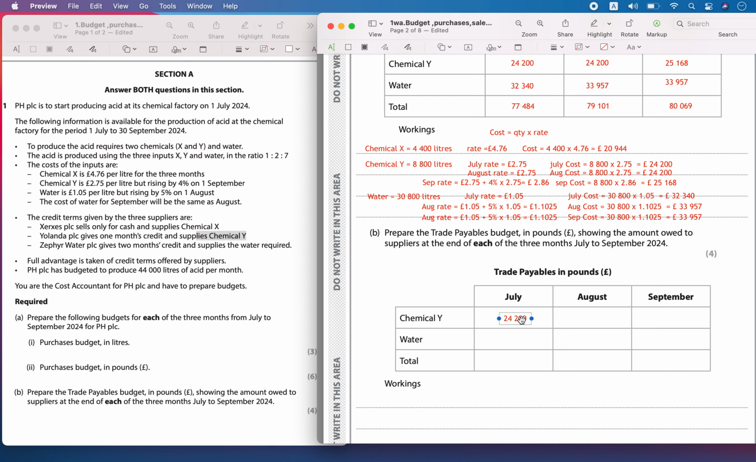Then for the second month, I can always maintain 1 month credit. Only if I need to purchase extra, I can, but before the next month I will have to settle. So at the end of the month I can still see 24,200, and the last one is 25,168. So this month, a 1 month credit I will always try to maintain.